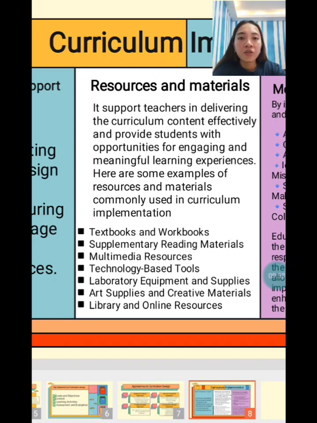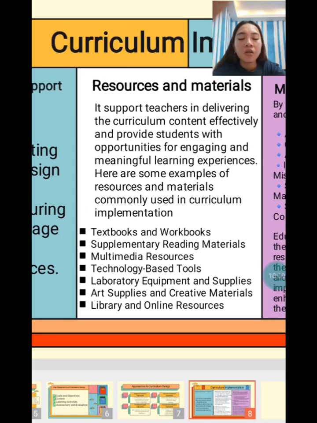So, here in resources and materials, it is important for educators to carefully select resources and materials that align with the curriculum objectives, are age appropriate, and cater to the diverse needs of the students.